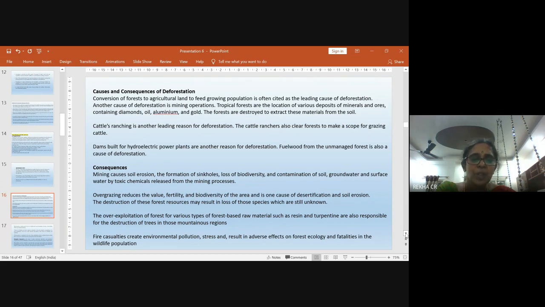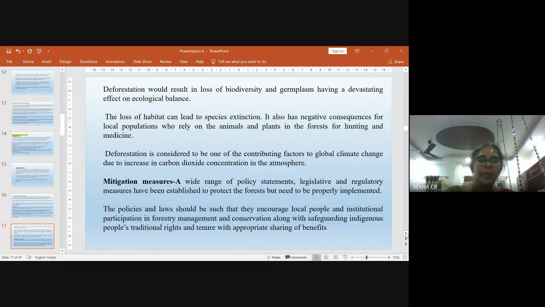are still unknown. So the over-exploitation of forest for various types of forest-based raw material, such as resin, turpentine, they are also responsible for the destruction of trees in those mountainous regions. So fire casualties create environmental pollution, stress, and results in adverse effects on forest ecology and fatalities in the wildlife population. So deforestation, it results in the loss of biodiversity and germplasm, having a devastating effect on ecological balance.